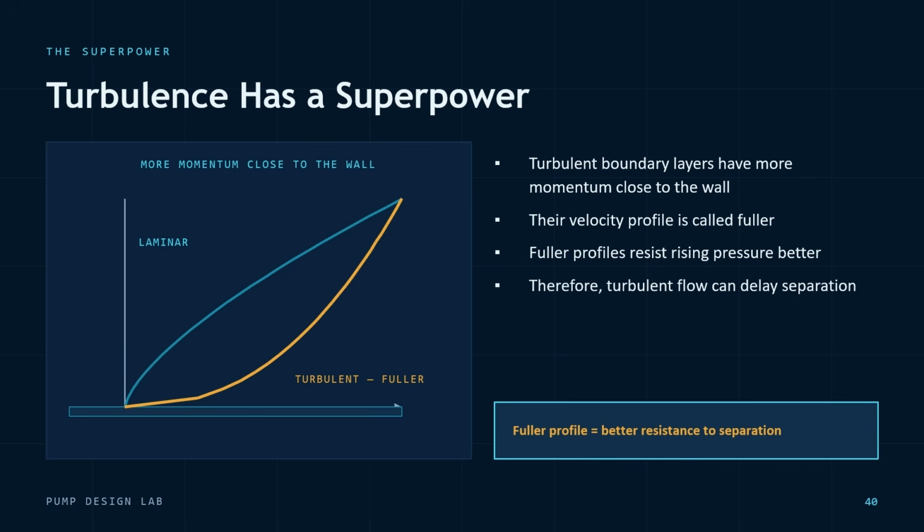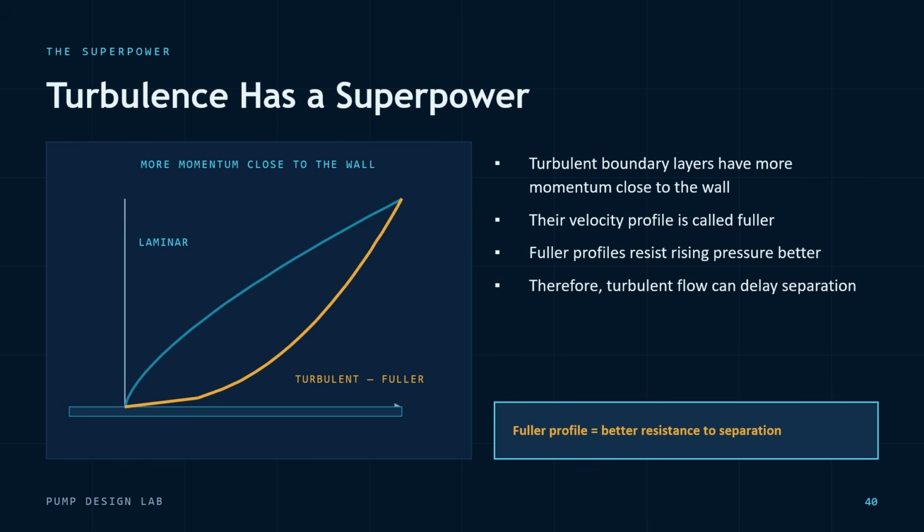Turbulence has a superpower. The major advantage of turbulence is that it brings high-momentum fluid down close to the wall. This re-energizes the near-wall region. The turbulent velocity profile is called fuller because more of the layer moves at a velocity closer to the free stream value. That fuller profile can keep moving forward even when pressure rises downstream. This creates one of the most important trade-offs in fluid mechanics.